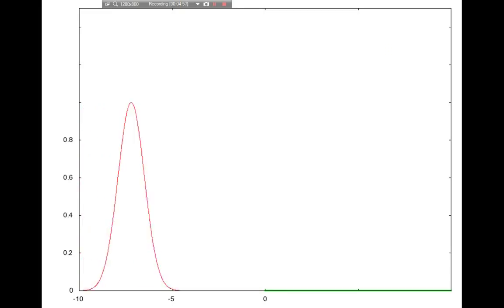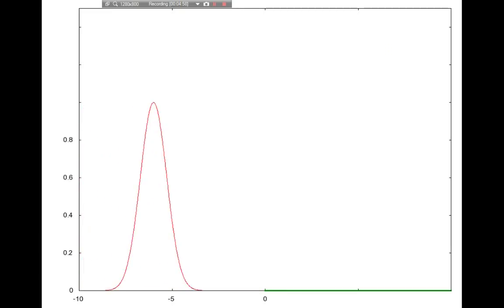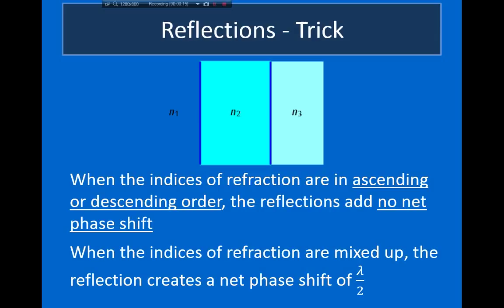So the idea is that in thin film interference, there are two surfaces that the light can reflect off of. You're going to have some light coming in, and some of it's going to reflect off of this front surface on a thin film, and some of that light's going to travel through and it'll reflect off of the back surface of the thin film.